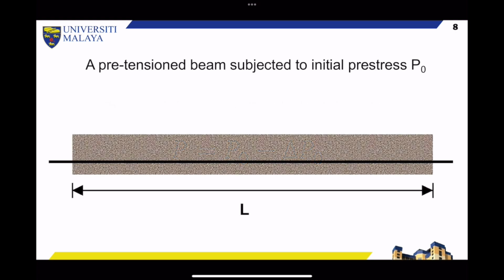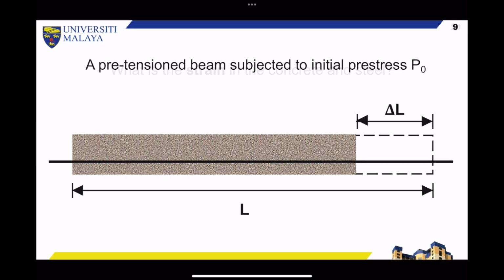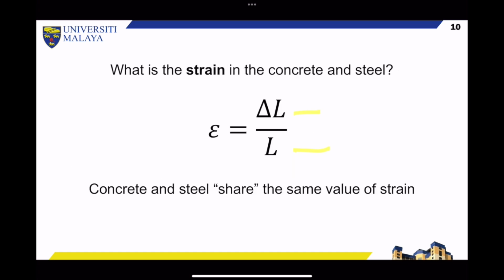Consider a beam with a length of L. When it is applied with an initial prestress force of P0, and when the cables are cut, it will deform ever so slightly, but I've exaggerated the diagram here, and the reduction in the length is ΔL. So what is the strain in the concrete and steel? It's given by this equation.